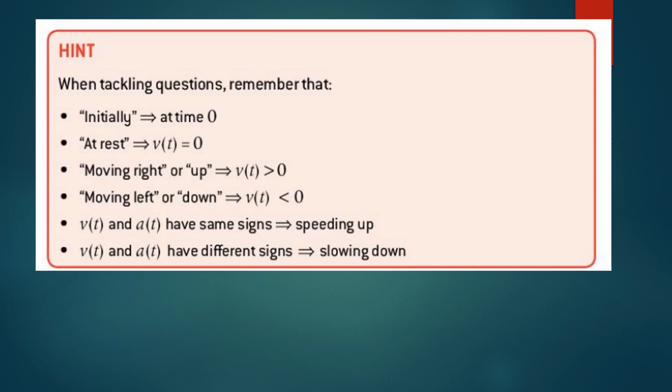Okay, if v of t and a of t have the same sign, it's speeding up. We discussed this also in derivatives. And if v of t and a of t, or velocity and acceleration, have different signs, they are slowing down. Kindly recall or go back to the slides or PowerPoint that I sent before that shows about speeding up and slowing down.